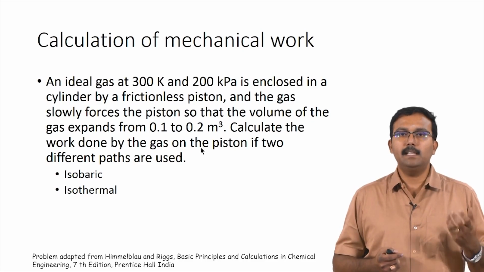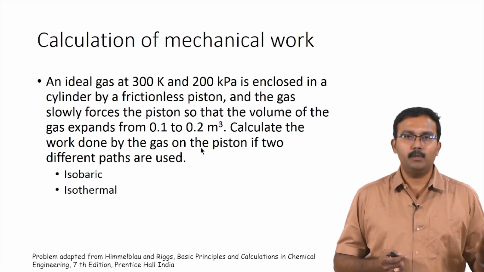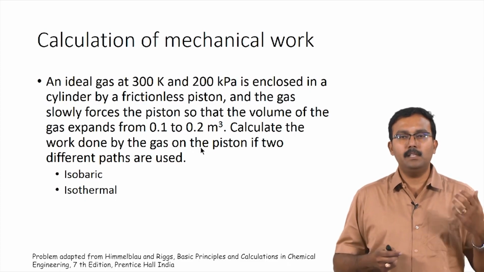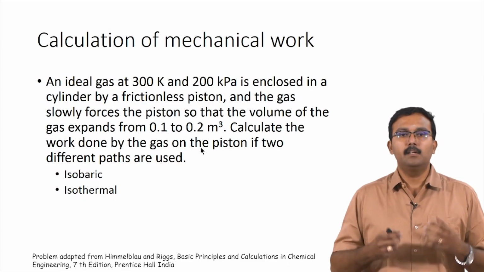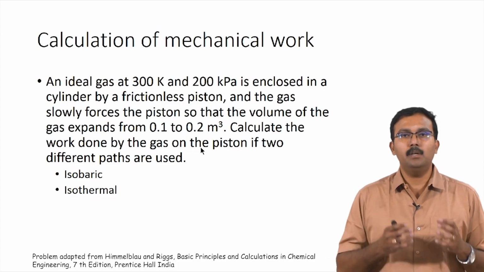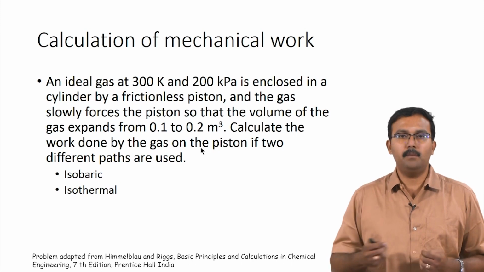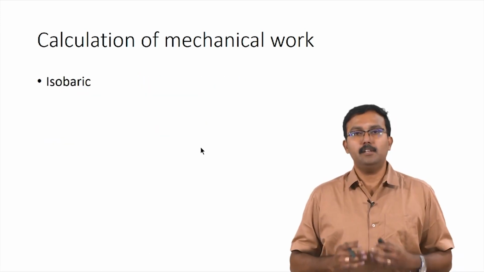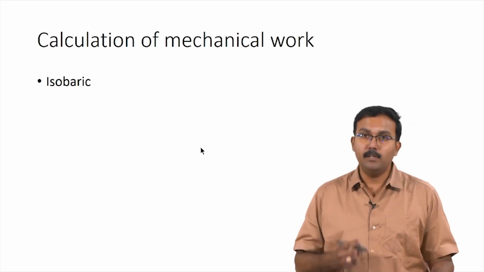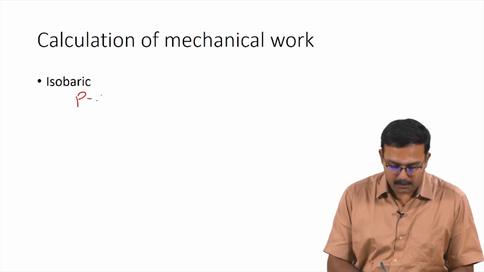The process is basically expansion of this ideal gas from 0.1 meter cube to 0.2 meter cube. However, the path taken could either be isothermal or isobaric. So, we will look at these 2 different paths and see how the work actually varies when 2 different paths have been taken. First, let us look at an isobaric process. For an isobaric process, we know that pressure remains a constant.